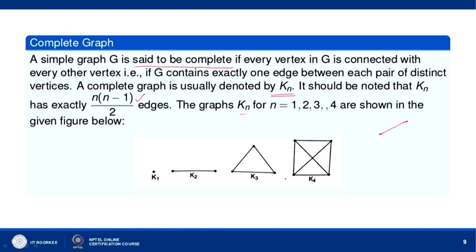Now, the graphs Kn for n equal to 1, 2, 3, 4 are shown here. This is K1, K1 means only one vertex, and K2 means two vertices, so two vertices are joined by this edge. K3 means 3 vertices, every vertex is joined to every other vertex. So, there are these 3 vertices joined by these edges, and in the case of K4, there are 4 vertices, every vertex is joined to every other vertex. So, this is joined to this, and this is joined to this, and similarly the other vertices. So, this is the graph for K4.